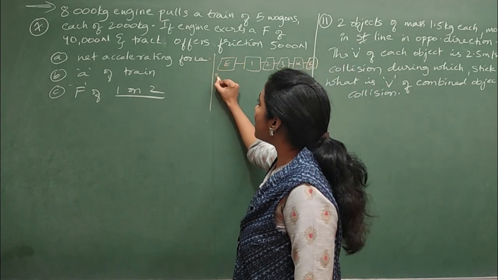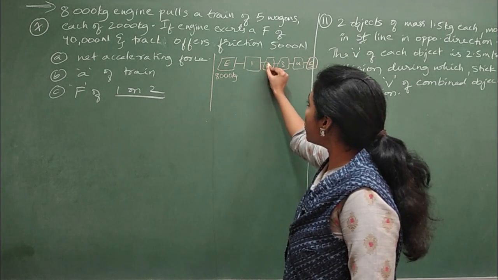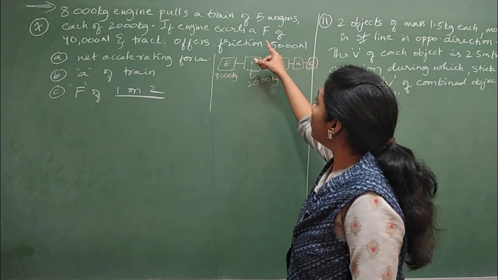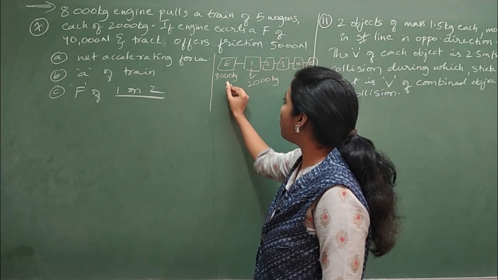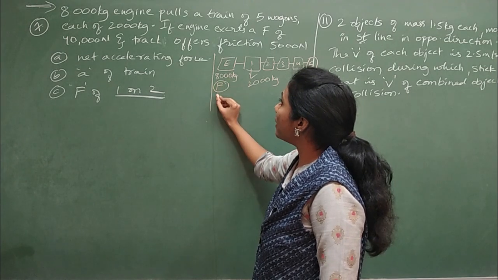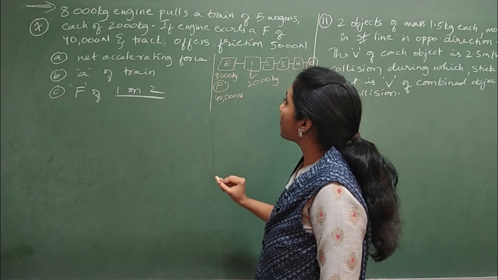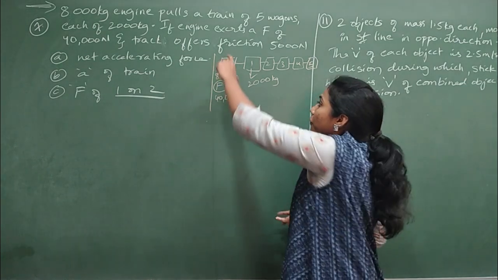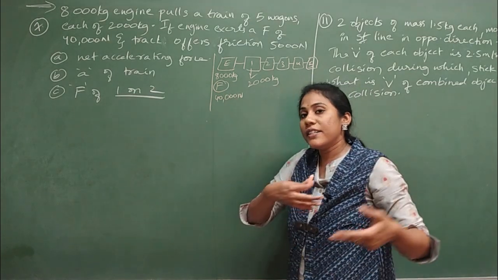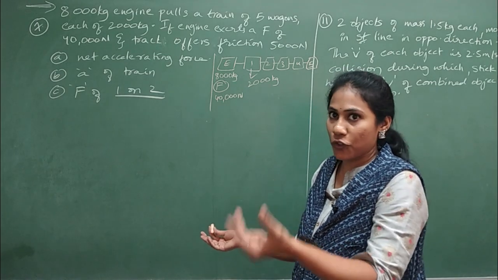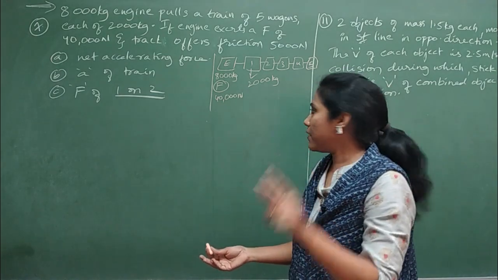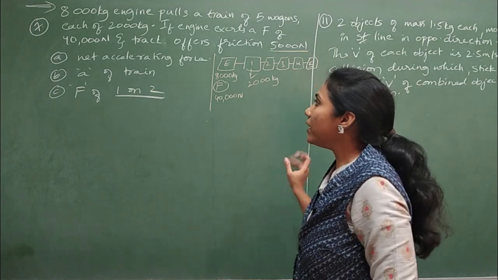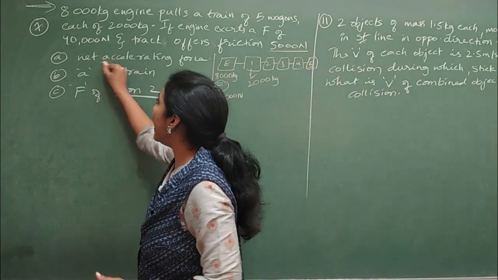Okay, and the engine's mass is given, it is 8,000 kg. And each bogie has a weight of 2000 kg. Fine. And the force exerted by the engine is 40,000 Newton. And the track offers a friction. Okay, so when the engine carries all the bogies and goes with a force of 40,000 Newton, the track also offers some friction. Opposing force can be offered by a track also, that we will call friction. So the track is offering a friction of around 5,000 Newton. So this is the given information, and the first thing they are asking you to calculate is the net accelerating force.